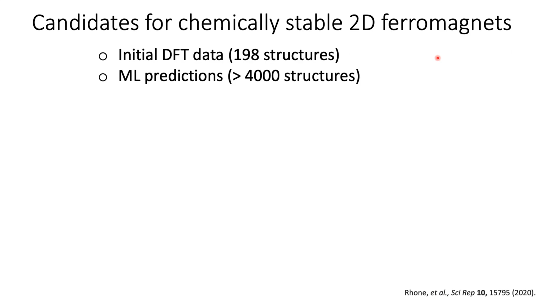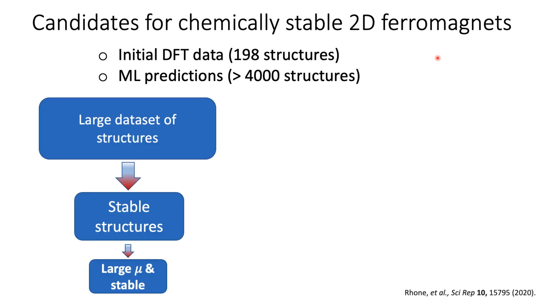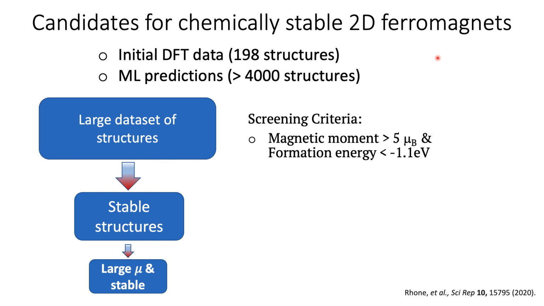formation energy. And we can use our DFT and ML predictions to do material screening, going from a very large set of candidates to ones that are stable, and then ones that are stable and potentially have a large magnetic moment, by using certain screening criteria, say greater than 5 megatons for the magnetic moment, and less than zero formation energy for CGT.